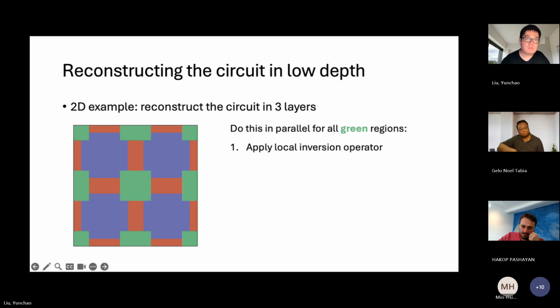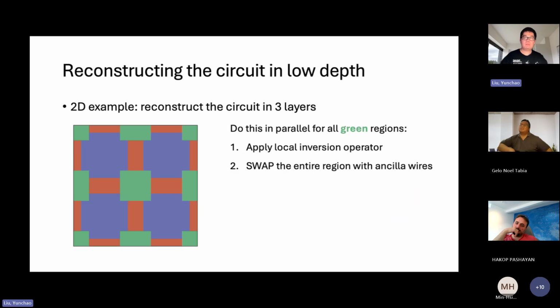Using this coloring, we can reconstruct the circuit that we described before in low depth. So let's imagine doing the following in parallel for all the green regions. First, let's imagine applying a local inversion operator for all of the green regions in parallel. In order to apply a local inversion for a small region, we have to act on a region that is slightly bigger than the green in order to invert it, because of the light cone structure. But since all of the green regions are far away from each other, we can do this for all green regions in parallel without interfering with each other.